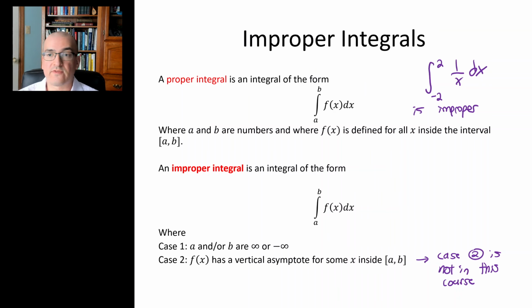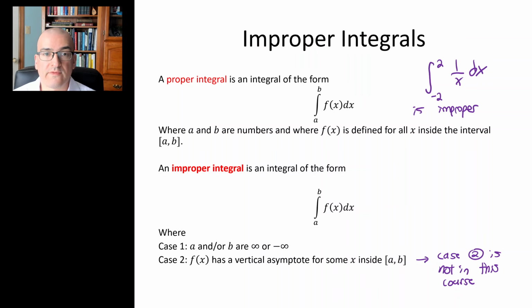So say we're integrating from -2 to 2 the function 1 over x. That integral is improper because 1 over x does not exist at x equal to 0, and x equal to 0 is in between -2 and 2. So that's one case of an improper integral: any function being integrated having a division by 0 in between the bounds.